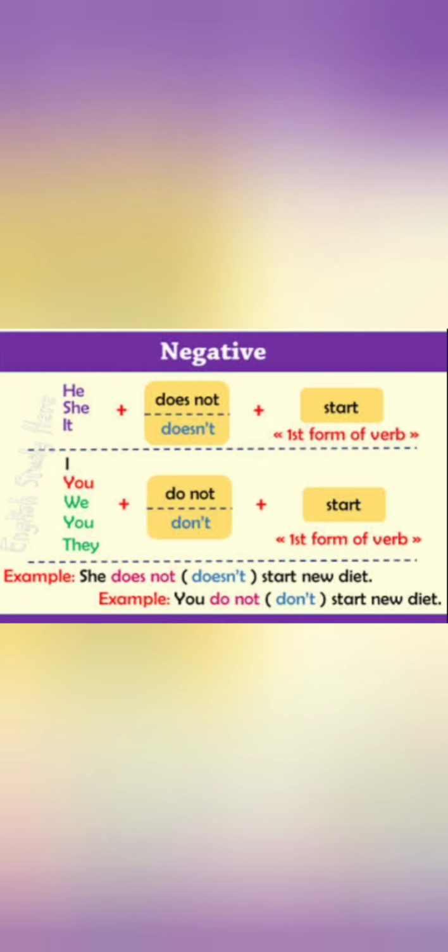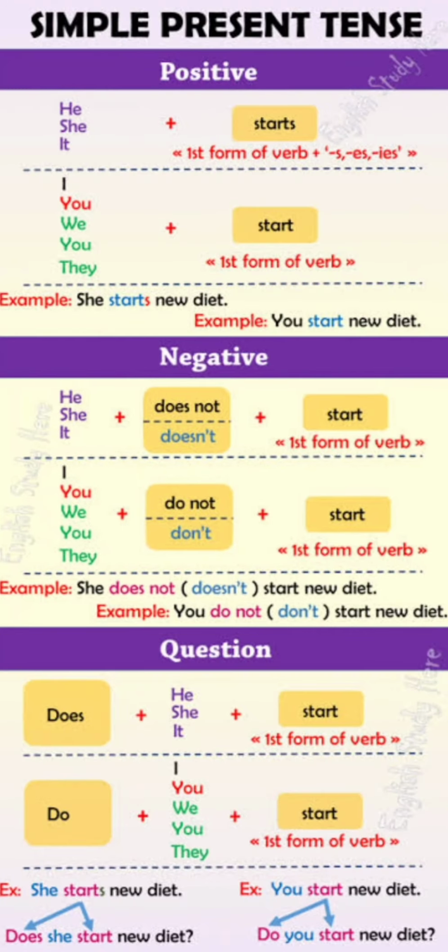Now see the example sentence. She doesn't start new diet. Since the subject is she, that is third person singular, we have used doesn't. We can say it as doesn't or does not. Now look at the second example. You do not start new diet. Since we have used the subject you, that is second person plural or singular, we have used do not plus base form of verb. That is, you do not start new diet.